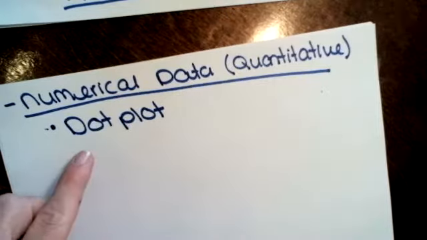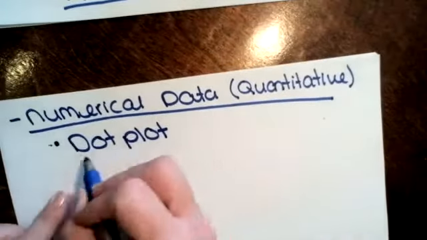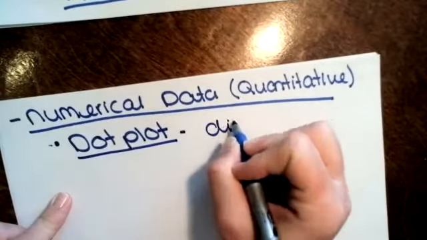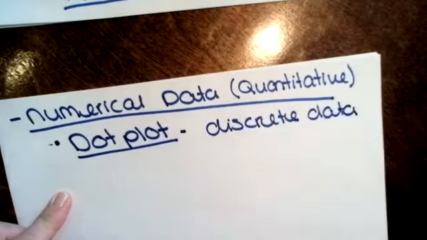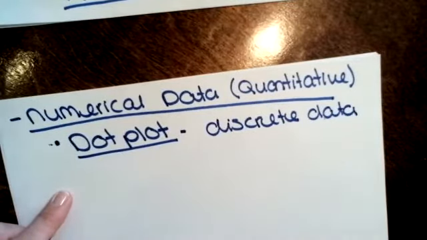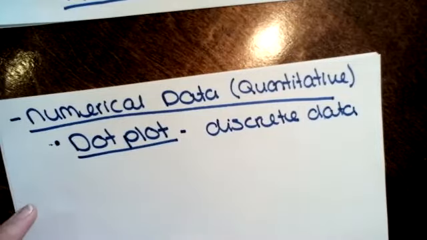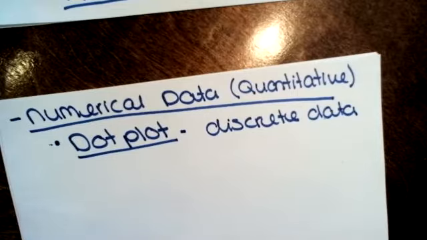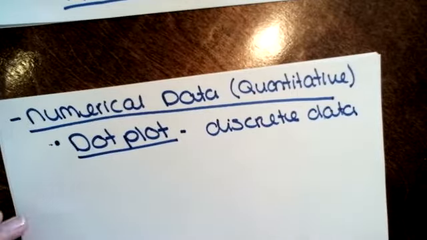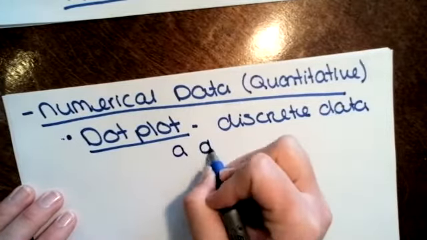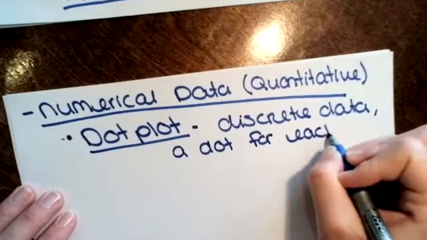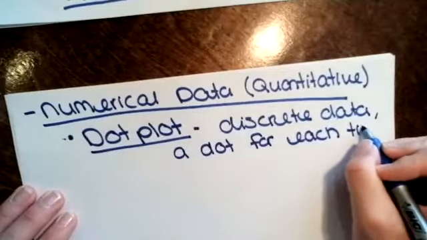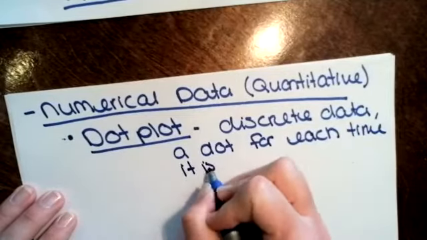So this dot plot is going to be used for discrete data. So remember, under numerical, we have two different types, which is discrete and continuous. So this is used for discrete. And you just have a dot above the observation for each observed occurrence, okay? So I'll just say a dot for each time it is observed.